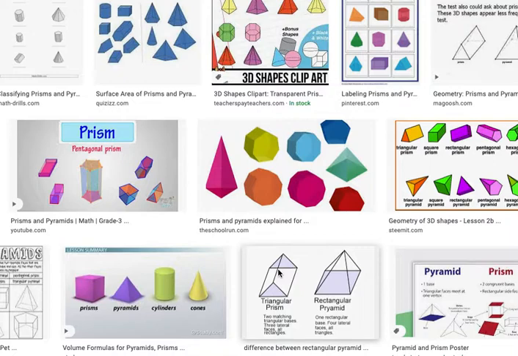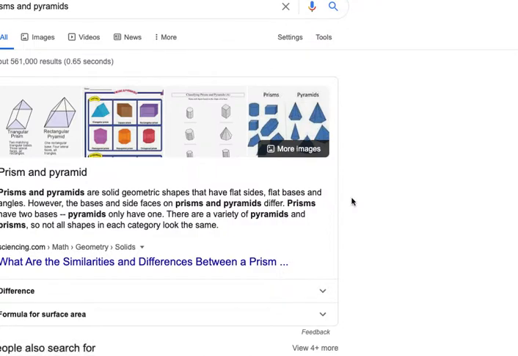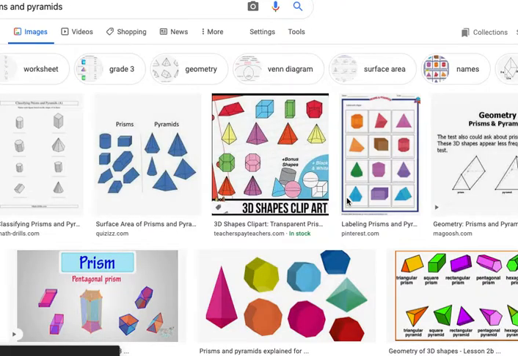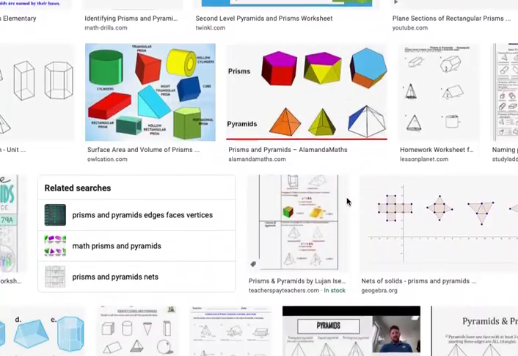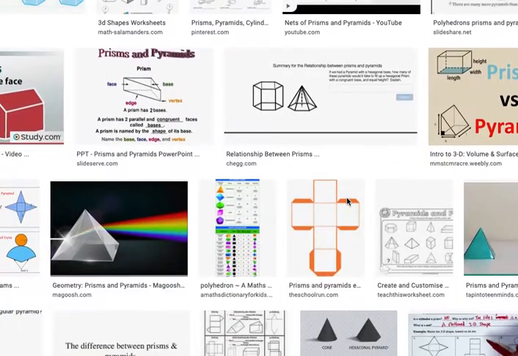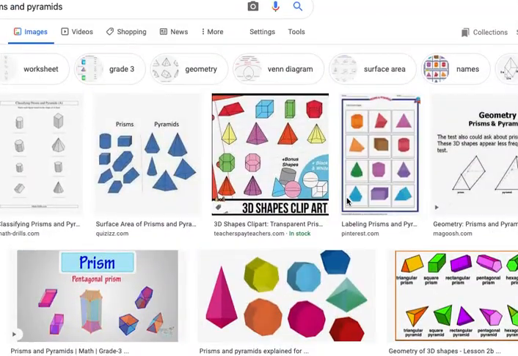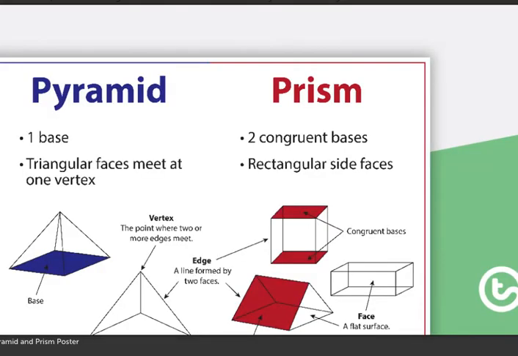And you can see here I've just Googled prisms and pyramids, and again a plethora of information comes up when I put this into the search engine. So lots of different images to look at. Some of those are helpful and some of them might not be. So let's first look at prisms and pyramids.